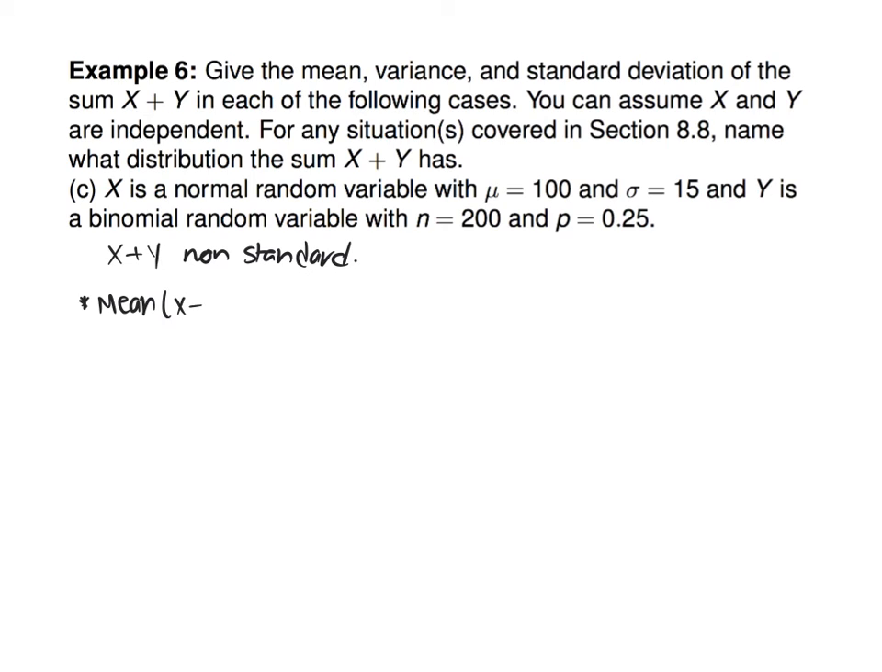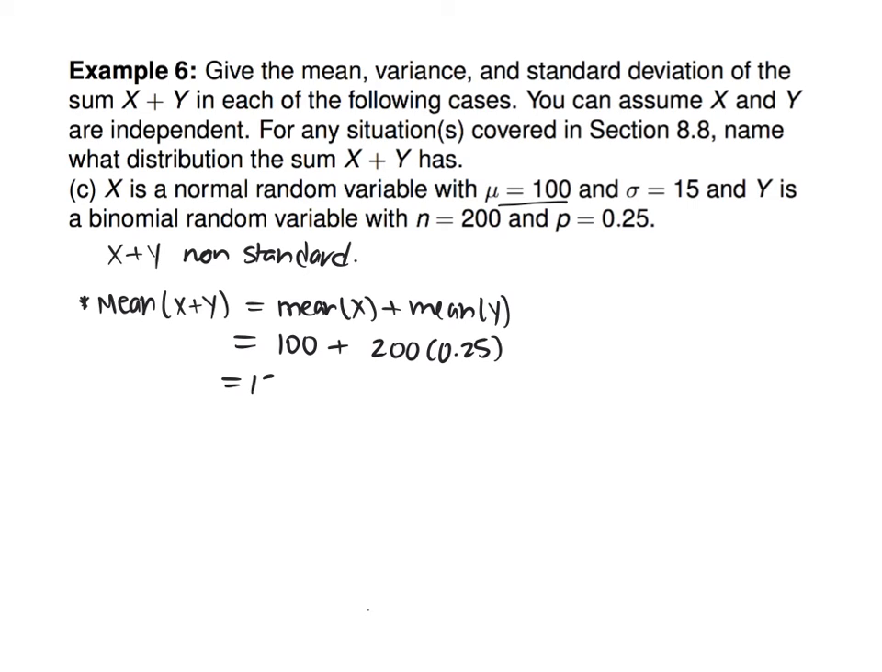So the mean of x plus y is the mean of x plus the mean of y. Now the mean of x, that's the first one, which is just mu, 100. Y is binomial, so its mean is np, or 200 times 0.25, giving us a mean of 150.